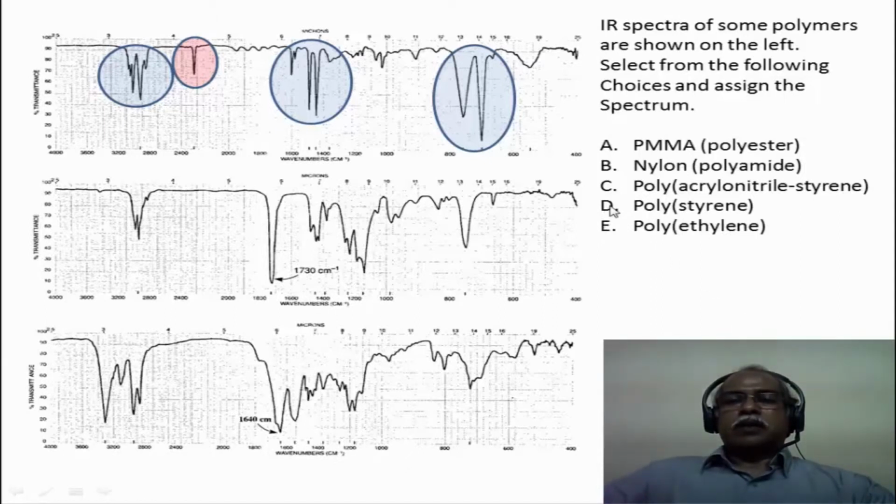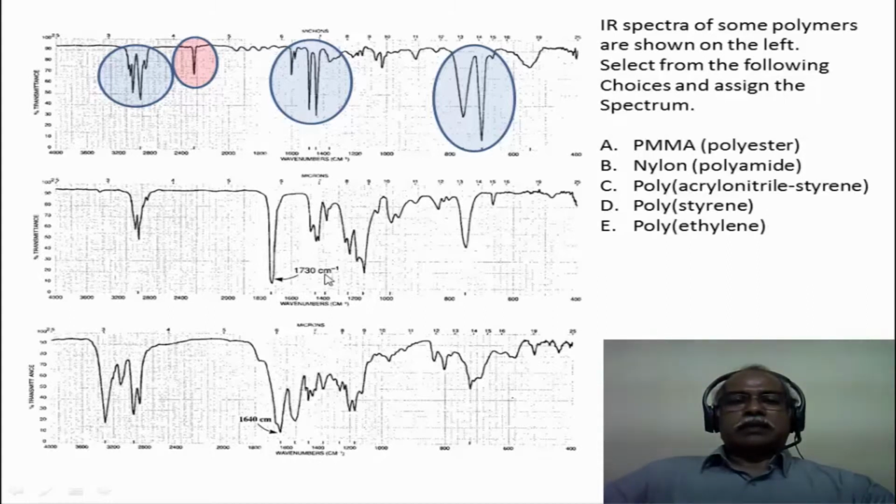D as an option is also ruled out now because the carbonyl functional groups are there in the other 2 spectra. So, one can rule out D also in this particular case. So, D and E are ruled out. One has to deal with A, B, C. Now, we have identified this compound to be C, which is the polyacrylonitrile styrene.